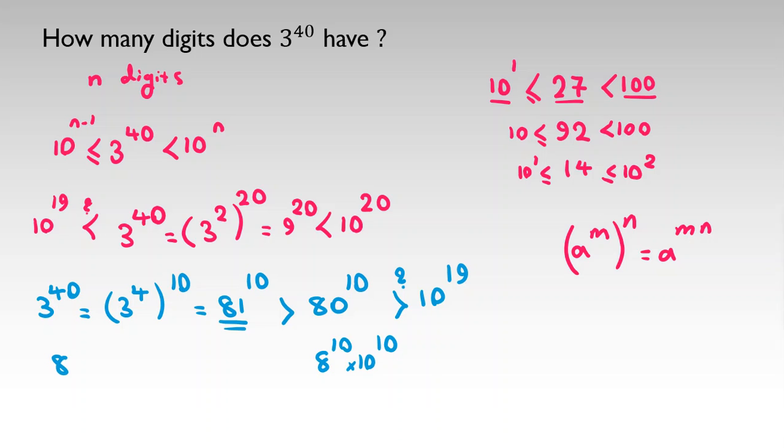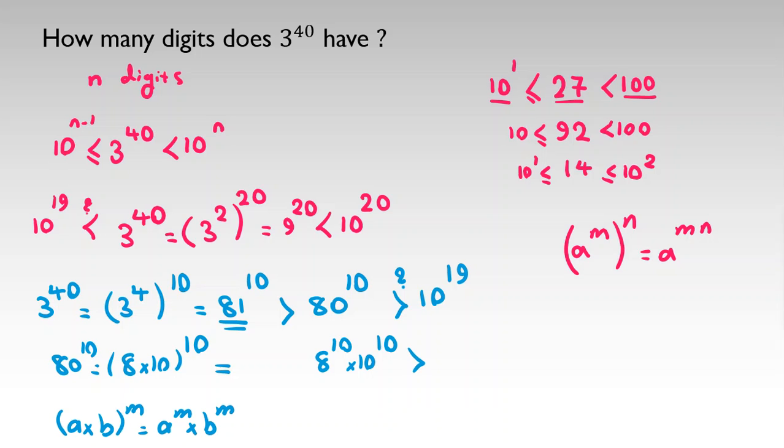The reason is that 80 to the 10 equals 8 to the 10 times 10 to the 10, by the power rule: a times b to the m equals a to the m times b to the m. I want to prove it is greater than 10 to the 19. If I divide by 10 to the 10, it is equivalent to proving that 8 to the 10 is greater than 10 to the 9.